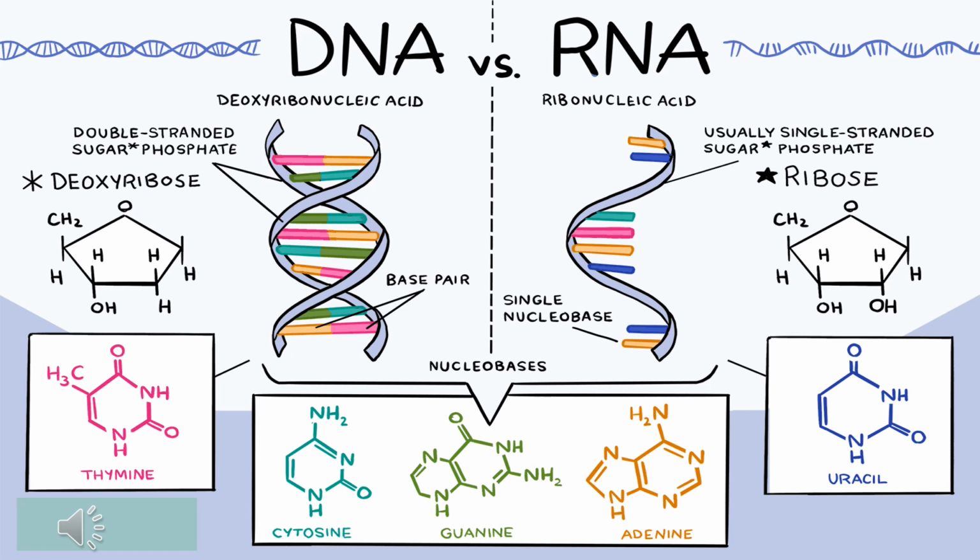The third difference is we have 4 bases: thymine, cytosine, guanine, and adenine for DNA. And we have 4 bases: cytosine, guanine, adenine, and uracil for RNA. Thymine is present in the case of DNA, and in its place we have uracil in the case of RNA. So these were the basic differences between DNA and RNA.